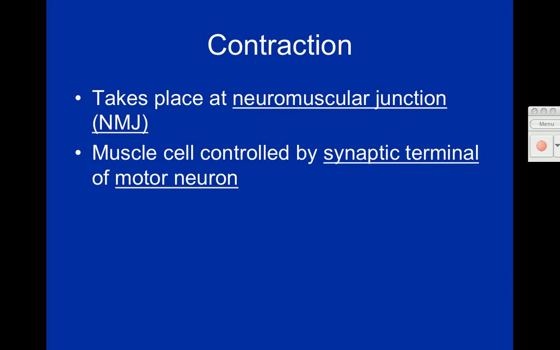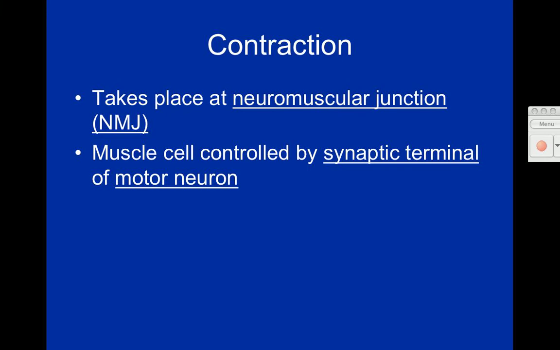Now, the muscle cell is controlled by the synaptic terminal of a motor neuron. So we actually have a neuron communicating with a muscle cell. And that's one of the reasons why the cell membrane of the neuron, as well as the sarcolemma of the muscle cell, are both electrically active, so that those impulses can actually transmit from one to another.